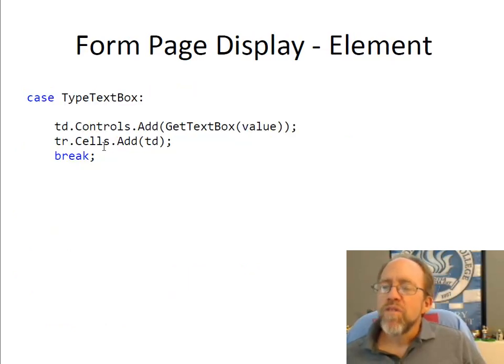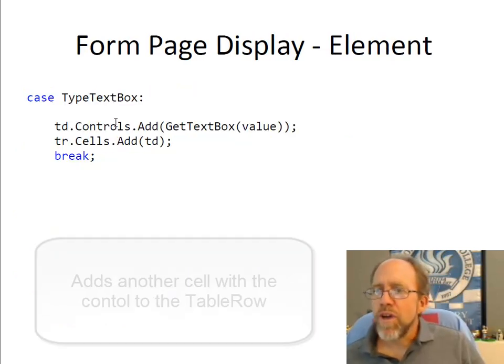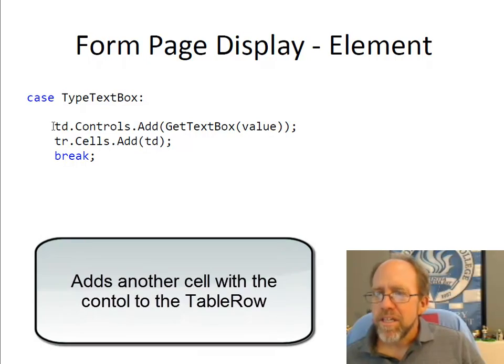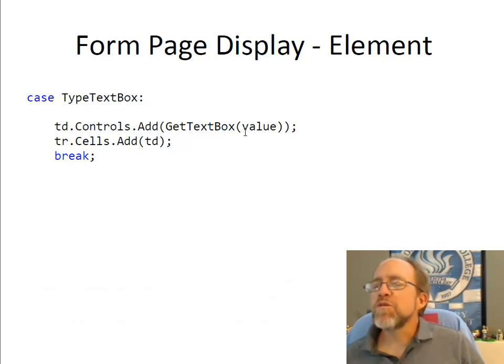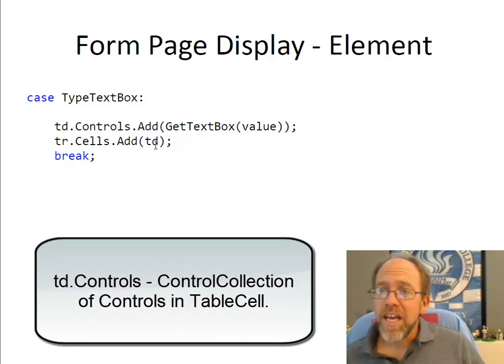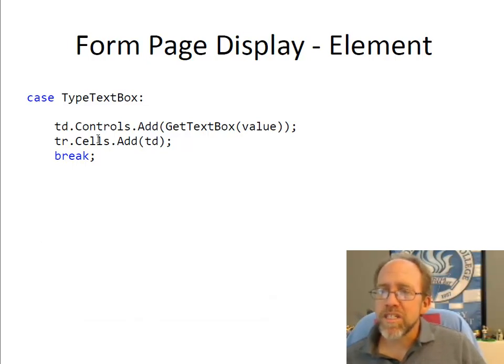And then the next cell is going to be created. That's another cell. And I'm going to add a text box, which is the text box that was created in the code that you saw earlier, and I'm going to add that to the cell, and I'm going to add the cell to the row. So I add the text box to the control collection of the cell, and I add the cell to the row, and voila, I have a beautiful table that displays the form.